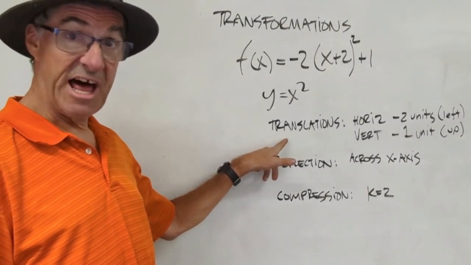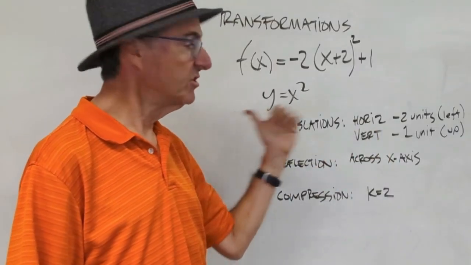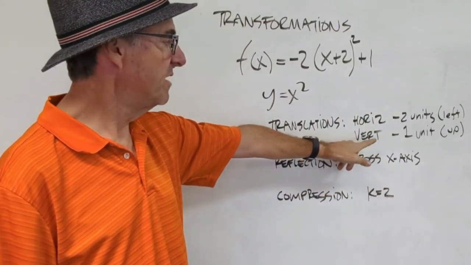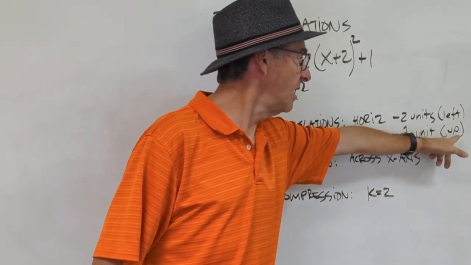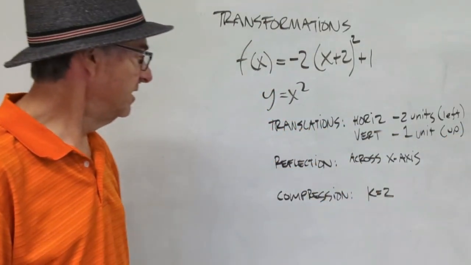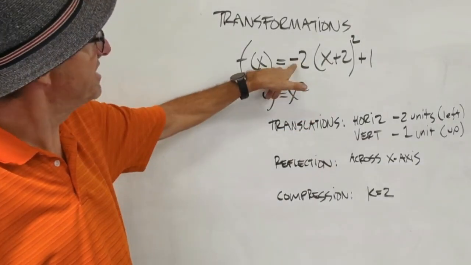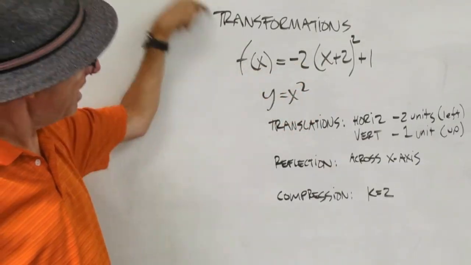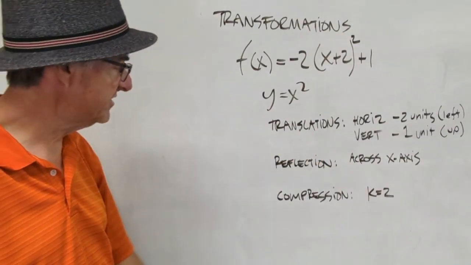Translation. This is a slide, and we've just moved it horizontally, -2 units, which is to the left. We've moved it vertically 1 unit up, so that would be the up direction. And then we've reflected it across the x-axis. That's the negative here. So instead of opening up, it's opening down. So that's a reflected parabola across the x-axis.